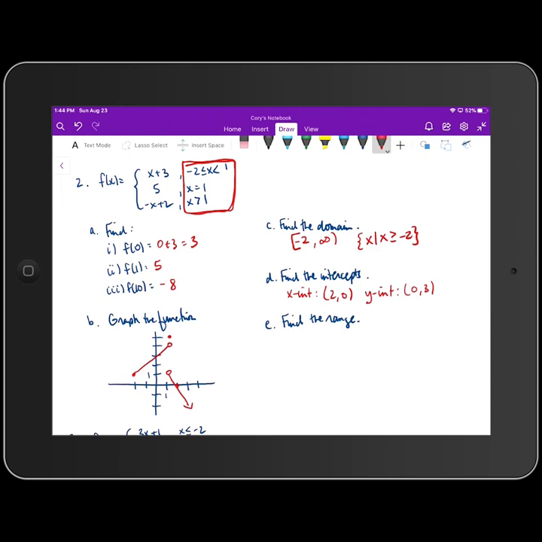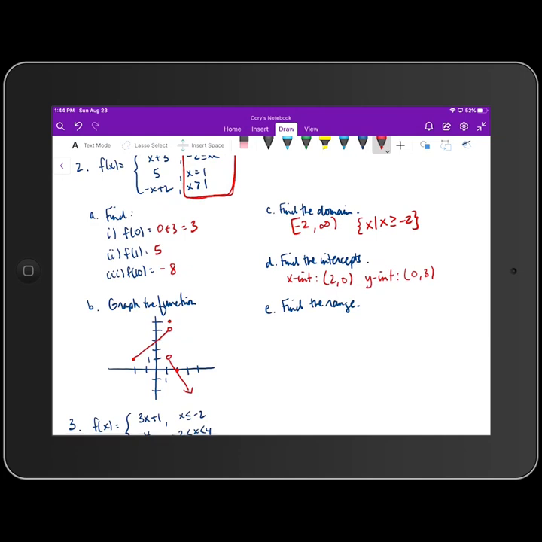we want to look at what y values get covered up by the graph. So again, we want to start from the smallest y value and then work our way up to the biggest y value. So when we look at this part of the graph here, the smallest y value that's going to get covered up by that part of the graph is negative infinity. And all the y values are going to get covered up until we get to 1.